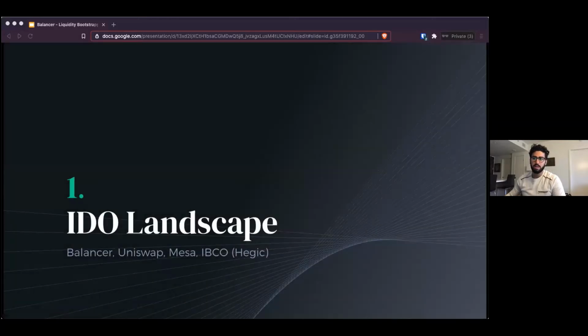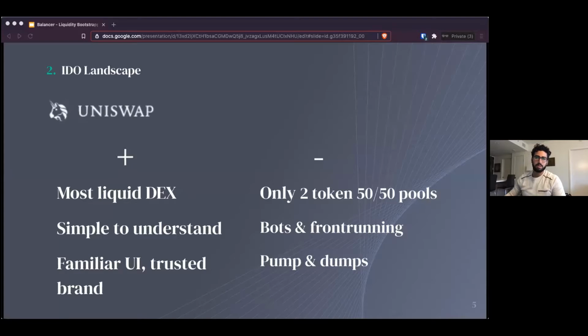So I'll be looking at 4 popular options for IDOs: Balancer, Uniswap, Mesa, and initial bonding curve offerings, which Hedgic did. So pros and cons to each option. On Uniswap, you're accessing the most liquid DEX market. You're using an interface that's simple and straightforward, and people are familiar with it. It's a brand that people trust. It's the leader in the DEX space.